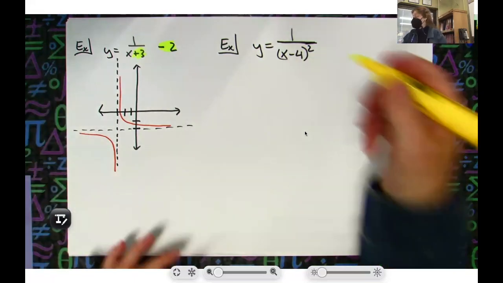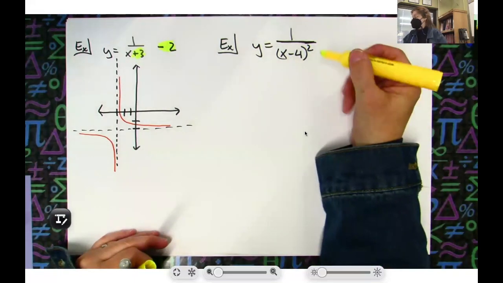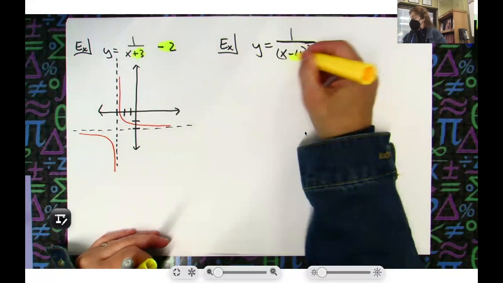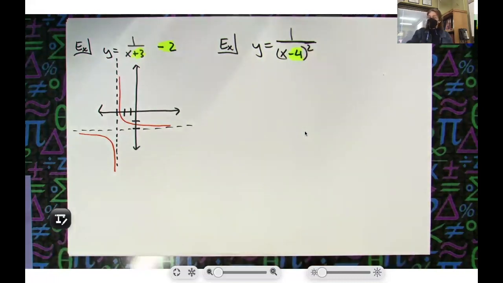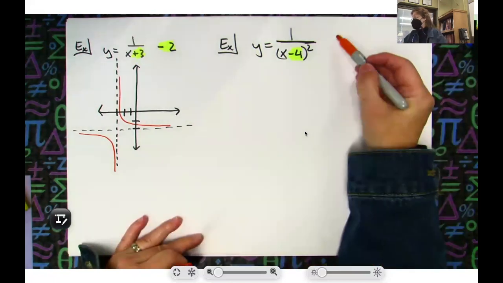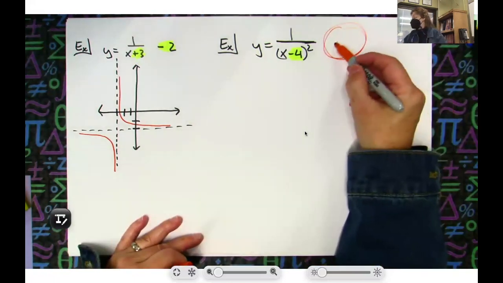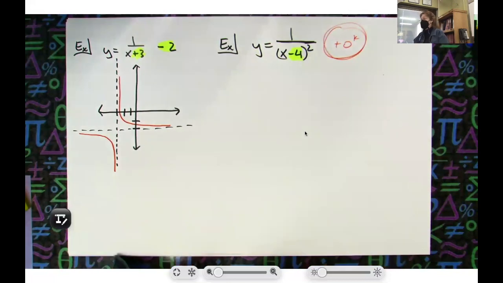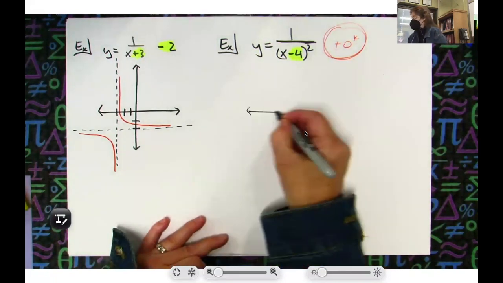Okay, so obviously we've got a squared in there, so that means that my little swishies are going to be in a different spot. The -4 there is my h, it's on the inside, and I don't have a k. It would be +0 out here. That's my k. I don't have a k, so I am not going to be shifting up or down at all. I am only going to be shifting left to right.